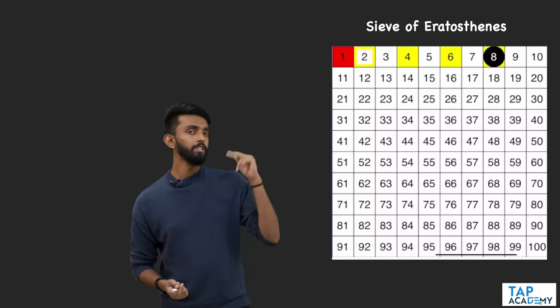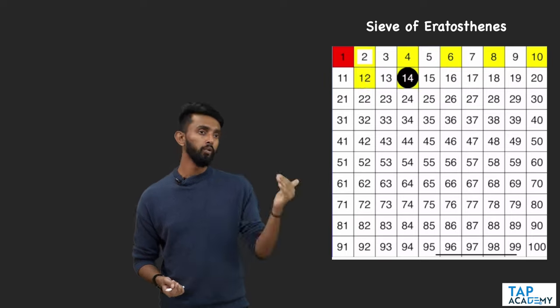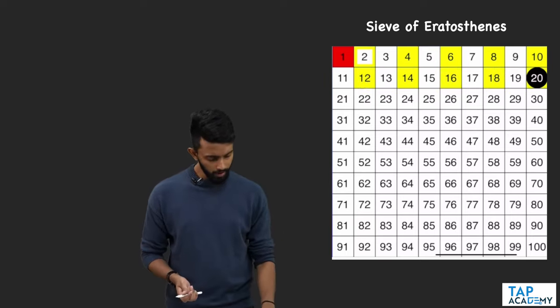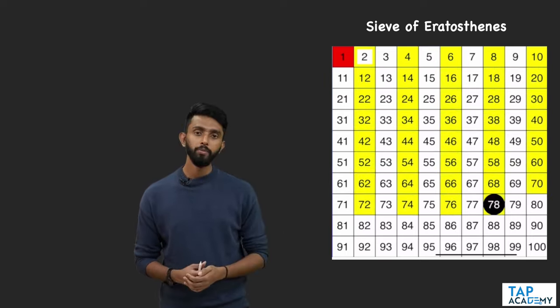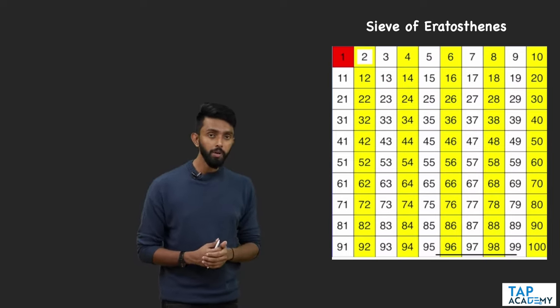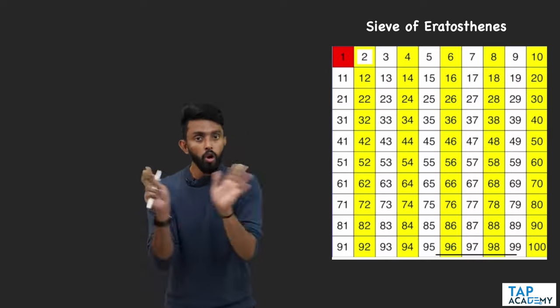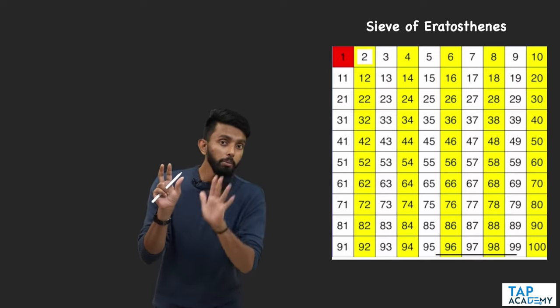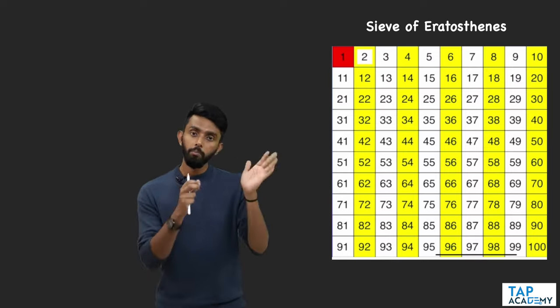4, 6, 8, 10, 12, 14, 16, 18, like that. Let me just quickly mark everything for you. I hope you're able to understand, right? So all the multiples have been marked. See, 2 is not marked. All the multiples of 2 are marked. I hope you're able to think.